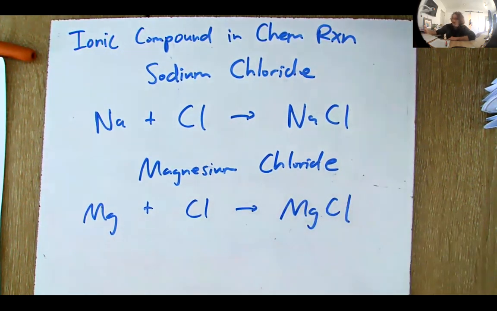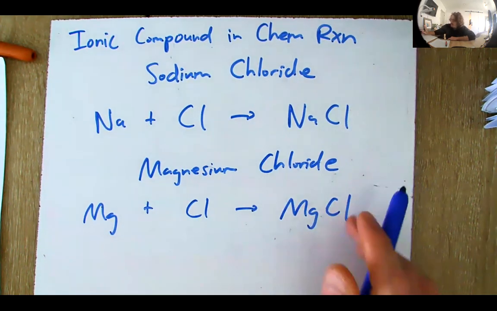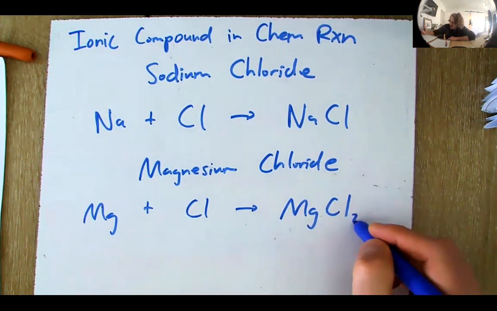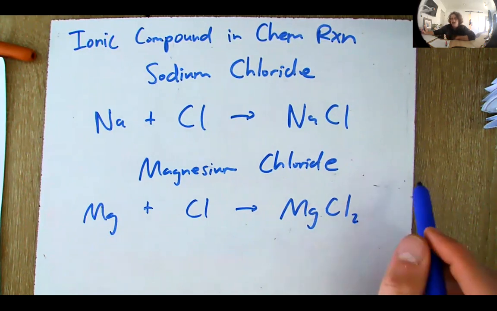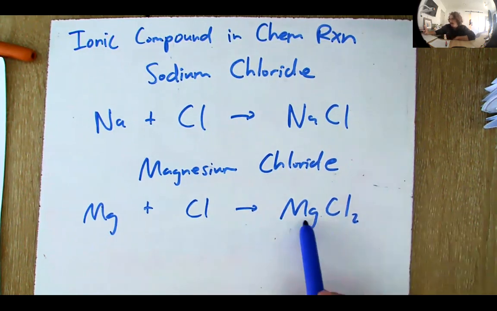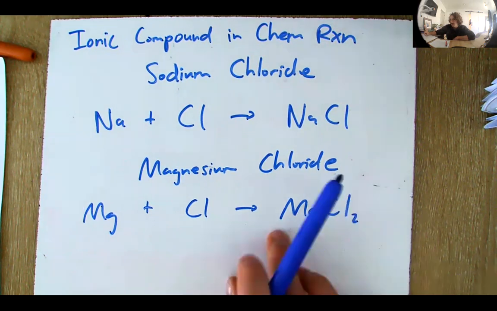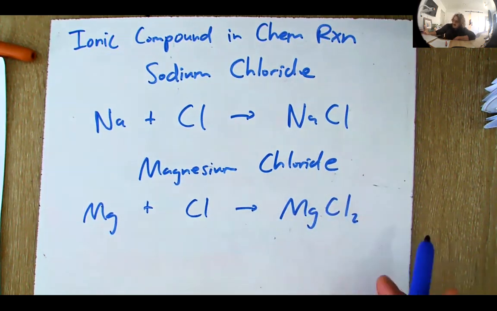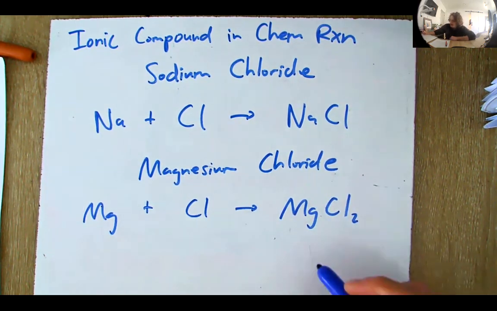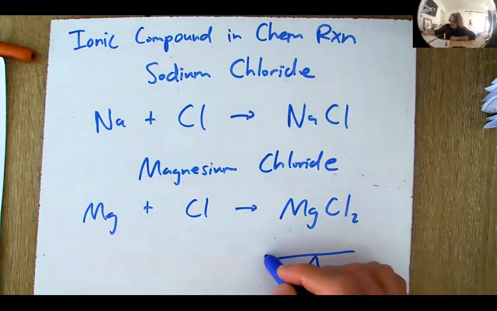But here's the trick. This is not the correct formula for magnesium chloride. The correct formula for magnesium chloride needs a subscript of 2 right here because the charges balance that way. Remember, magnesium has 2 valence electrons that it gives away, and chlorine has 7 valence electrons, so each chlorine takes 1 valence electron from the magnesium, and that's how the charges are balanced. Maybe if you need a review, this is what I'm talking about.